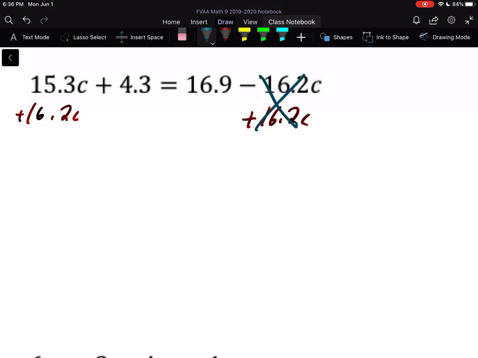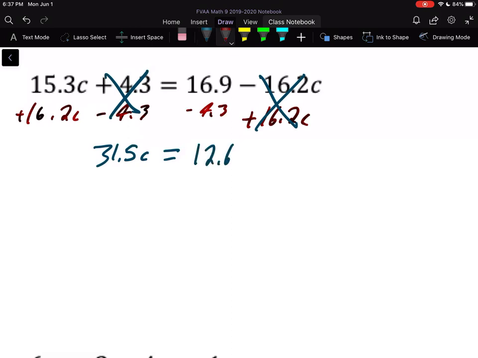So I want my variables on the left. That means my constants go on the right. That means I'm going to subtract 4.3 on both sides. And what am I left with? On the left-hand side of my equal sign, I'm left with 31.5c. And on the right-hand side, I am left with 12.6. From there, divide by 31.5, divide by 31.5.